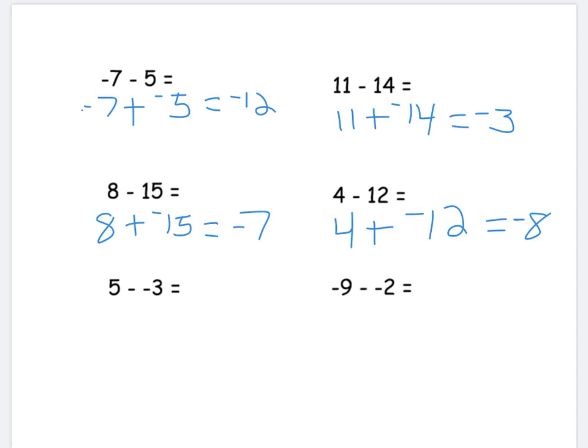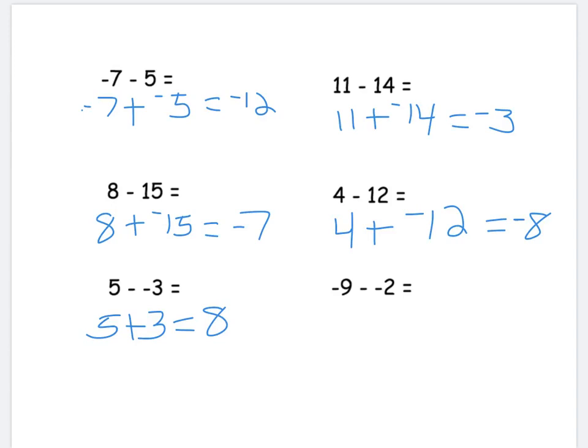Then my next one, 5 minus negative 3. I would keep the 5. The subtraction would change to addition. And the negative 3 would become its opposite, which is positive 3. Now that should look and be a lot easier for you to actually calculate, because we've been adding positive numbers together for a long time. 5 plus 3 gives you 8.